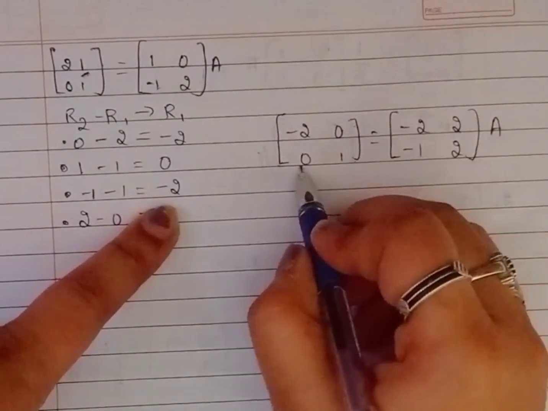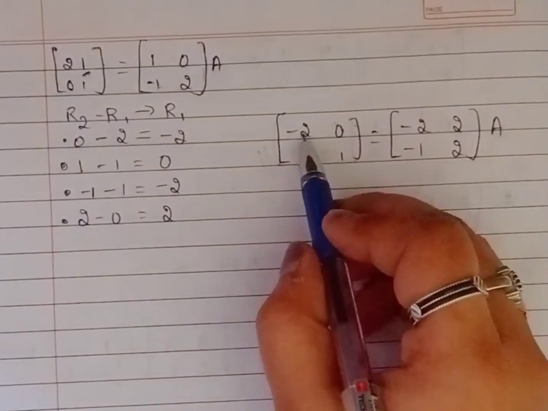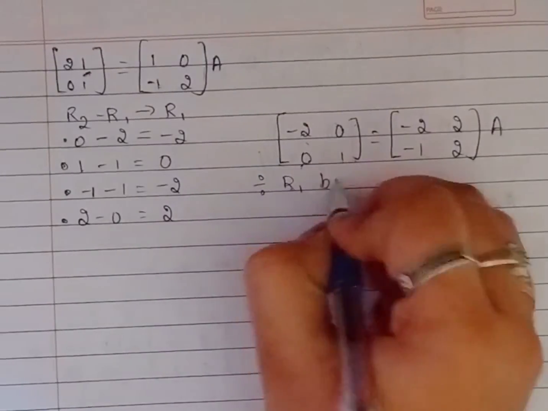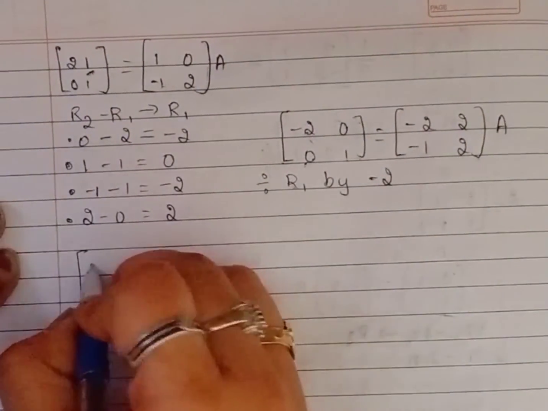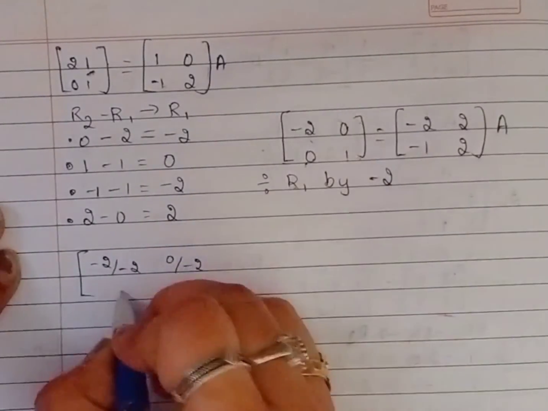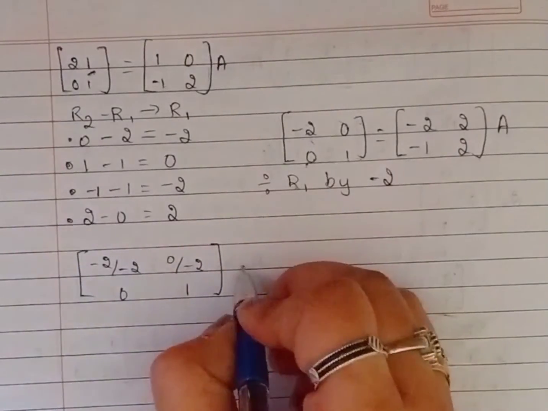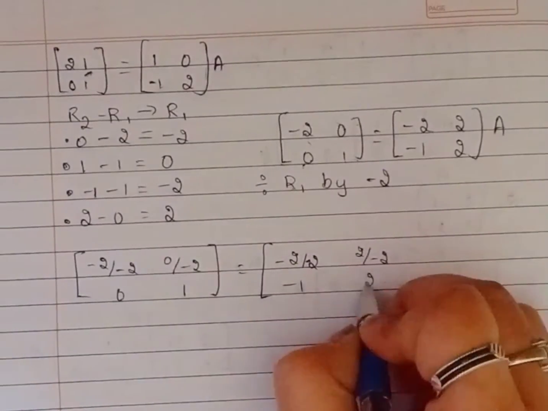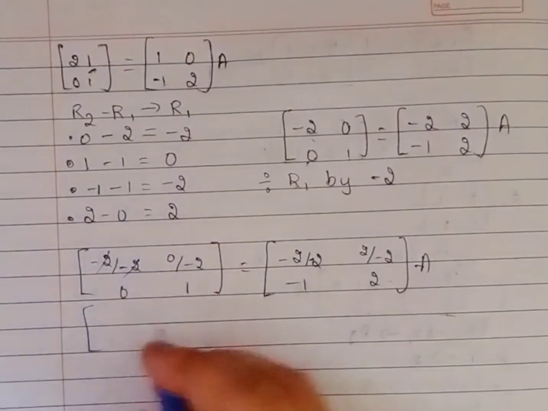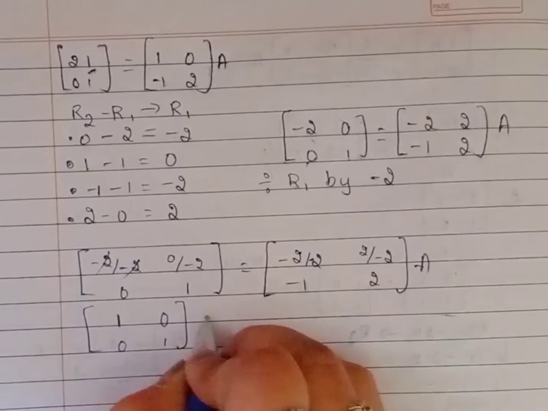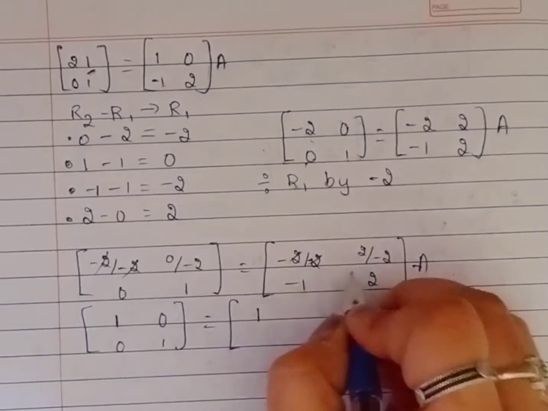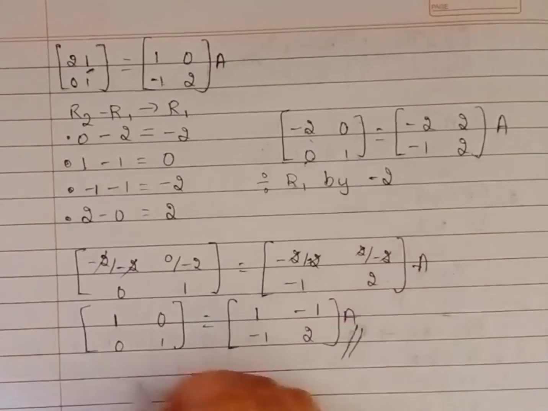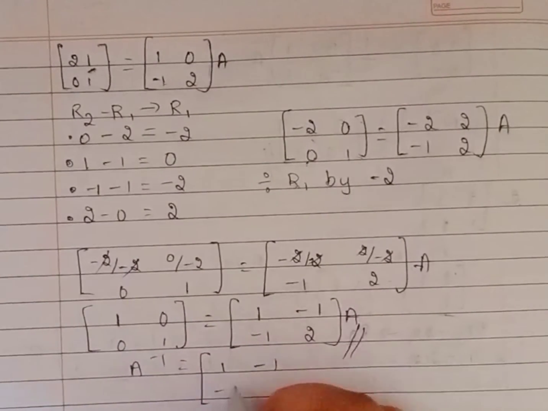Here we can observe the off-diagonals we have got as 0. Only one intention remains: here we have to get 1, and here it's already 1. So divide row 1 by 2. Row 2 is already in the form of the identity matrix. Dividing row 1 by 2, the 2s cancel, and we get the identity matrix [1, 0; 0, 1], which is equal to [1, -1; -1, 2] into A. So this is the A inverse: A inverse is [1, -1; -1, 2].